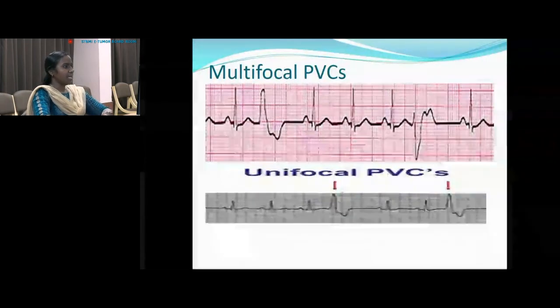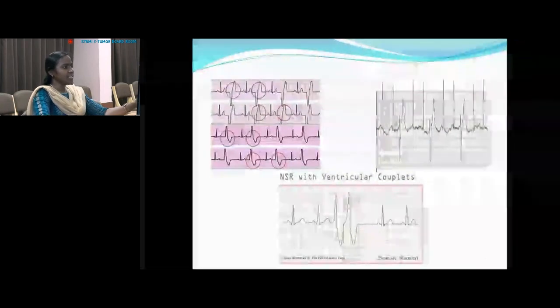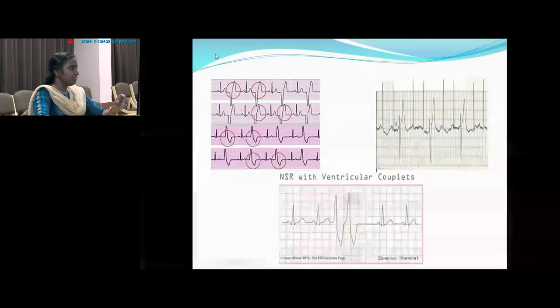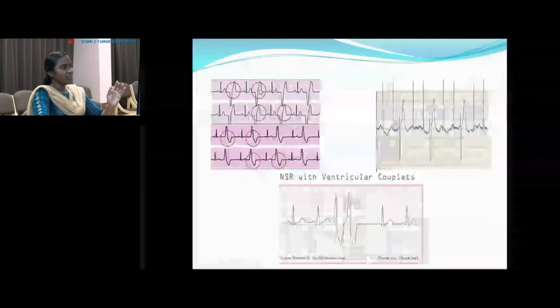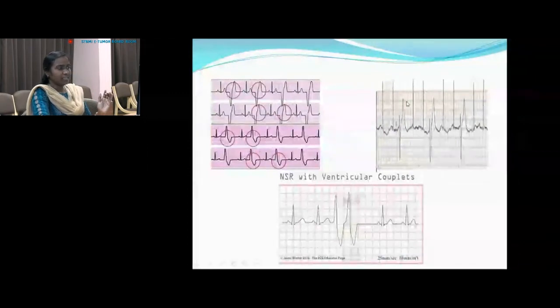And another one is ventricular bigeminy. This is ventricular bigeminy. When every other beat is a PVC, then we say that is ventricular bigeminy. See here, this is the normal QRS complex, and this is the PVC. This is normal QRS, this is PVC. So when we observe that every other beat is a PVC, we say that is ventricular bigeminy. And when every third complex is a PVC, then we say that is ventricular trigeminy.